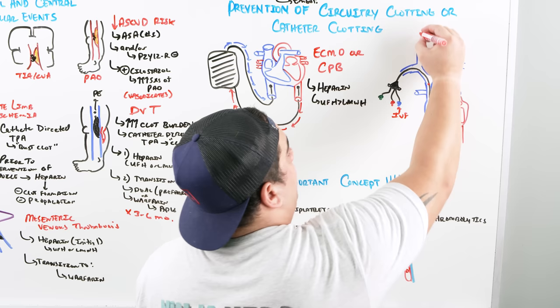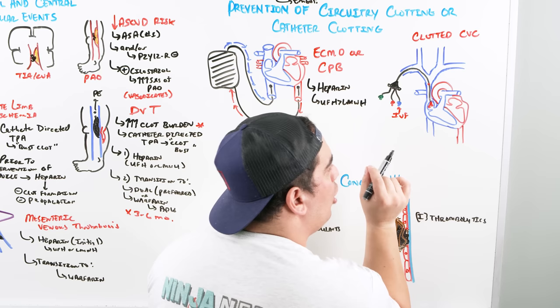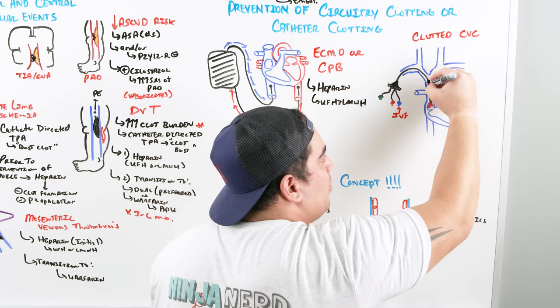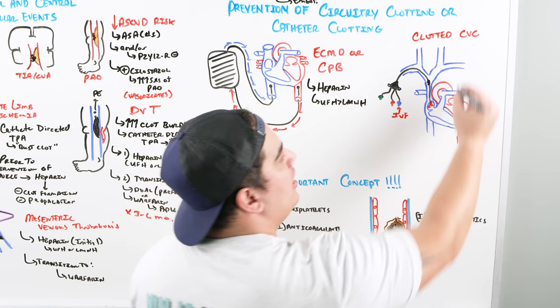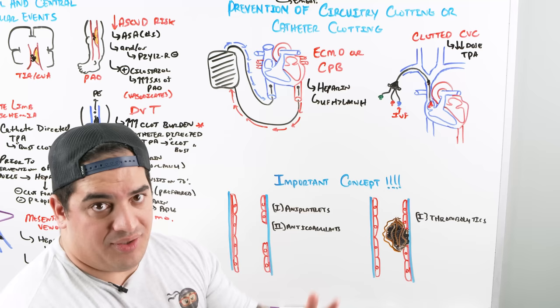In these situations where a patient has a clotted central venous catheter, one thing we can do is infuse a very, very low dose of TPA to indwell within the catheter. It's catheter directed: a little bit of TPA comes right to where the clot is, breaks that clot up, and restores flow so things can move through. We give very, very low doses, like 2 milligrams of TPA, to bust open the clot within that clotted central venous catheter. So this is the concept I want you to understand for the indication.